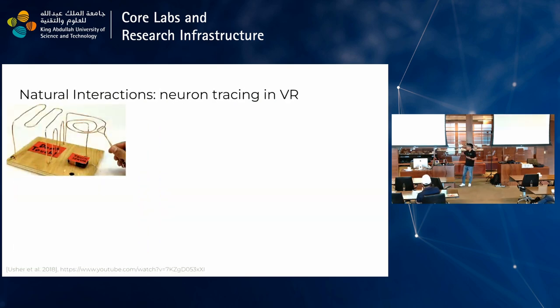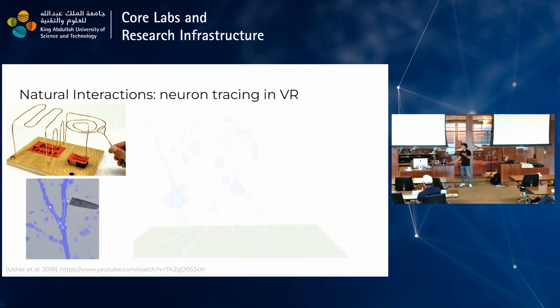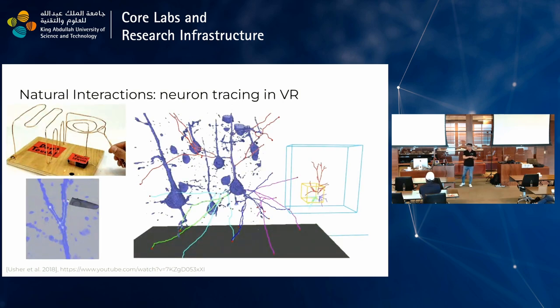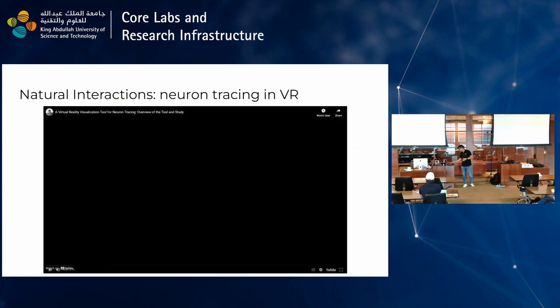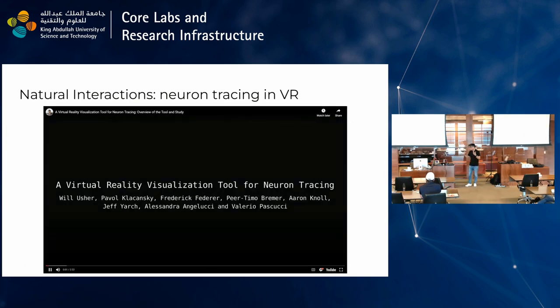And this is the natural interactions. If you're familiar with this game, right? In this game, you have this wire that you have to move around and try to avoid touching the wire, right? So this is a nice example showing how easy it is for us to move something in 3D. There was a paper that actually used this idea and let humans trace neurons in 3D, right? So basically they show you, and I'll show the video. Yeah, so let's just take a look at the video.